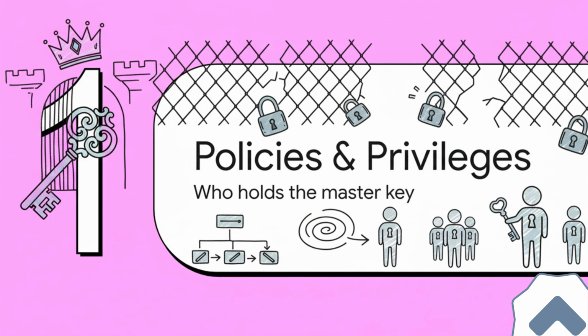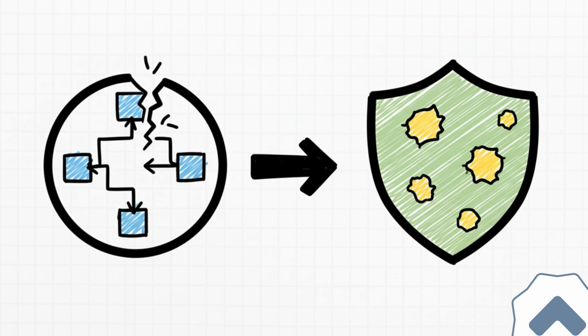Okay, first up, policies and privileges. Just think of this section as the rulebook for who gets to come through your digital front door, and, more importantly, which keys they get once they're inside. And that brings us to mistake number 1, misconfigured conditional access policies.